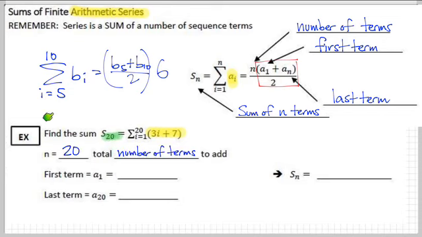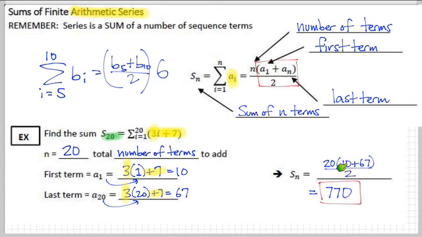So in this case, n is 20. The first term, let's plug in 1 in here. We get 10. And then here we need to find the last term, which is the 20th term. We plug in 20 here. We get 67. So I'm going to find the average of these two terms and then multiply it by how many terms I'm adding up. And I get my answer of 770.